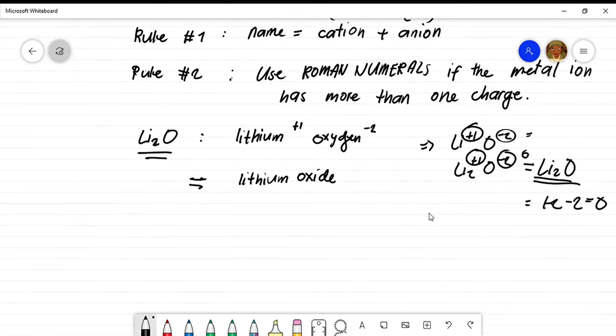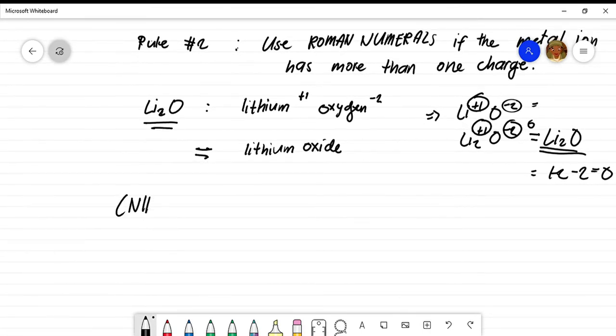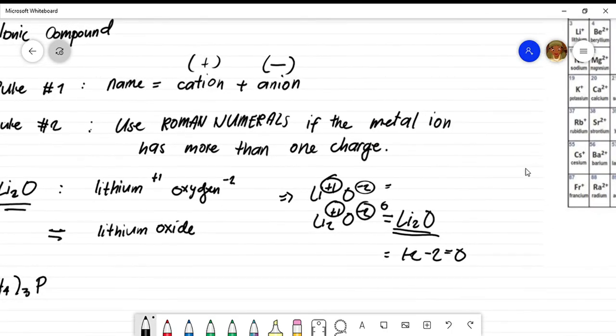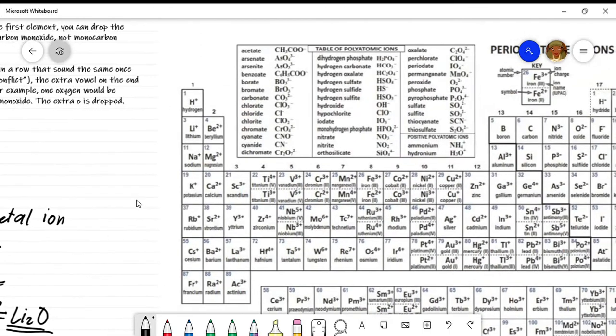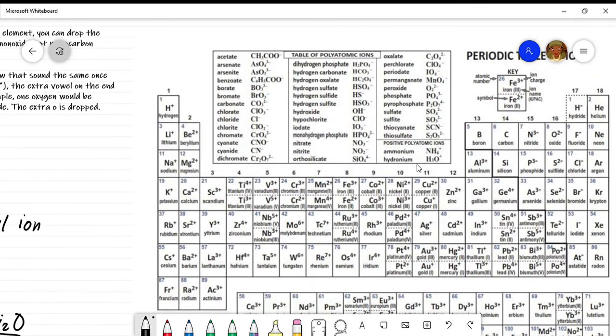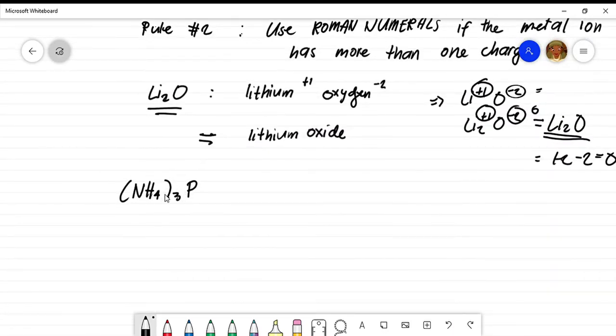So another example would be (NH4)3P. Do not worry about this, it's just a polyatomic compound. A polyatomic ion is made of covalently bonded atoms. We have this chart here with ammonium and hydronium, the most common positive polyatomic ions. It is a compound or ion with a single charge.